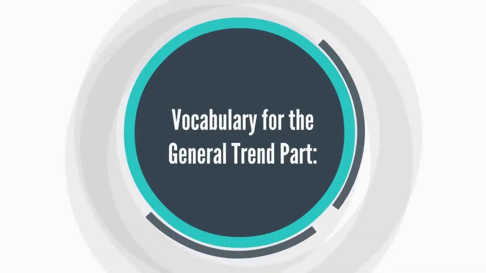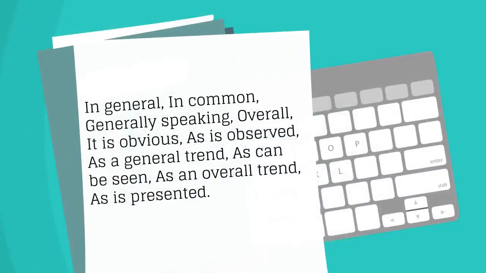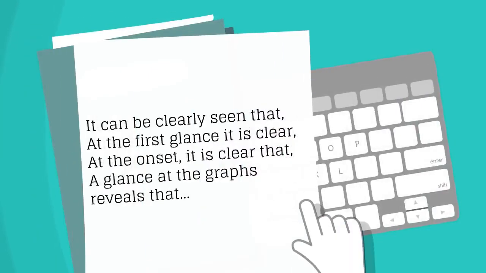Vocabulary for the general trend part. In general, in common, generally speaking, overall, it is obvious, as is observed, as a general trend, as can be seen, as an overall trend, as is presented. It can be clearly seen that, at the first glance it is clear, at the onset, it is clear that, a glance at the graphs reveals that.